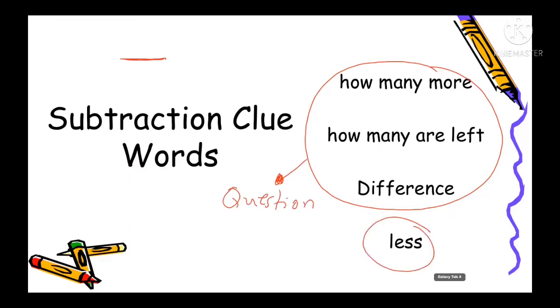So the first 3 words or phrases, you can see one of those in the question itself. But for "less," you can see this one not in the question, but rather in other part of the problem, maybe at the middle also. So both addition and subtraction, there is one word that is not part of the question. That is "more" for addition, "less" for subtraction.